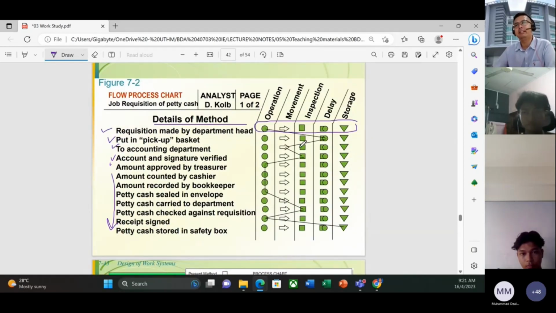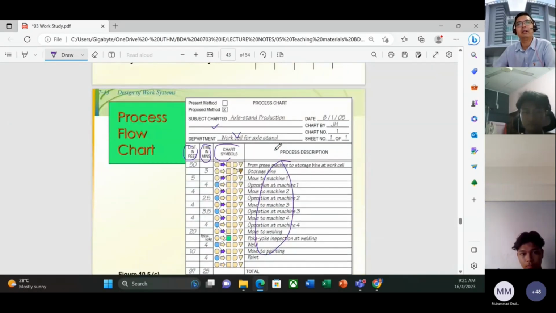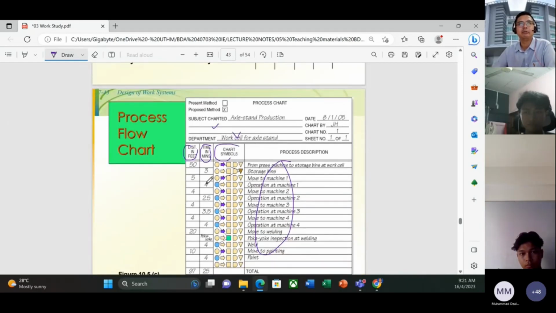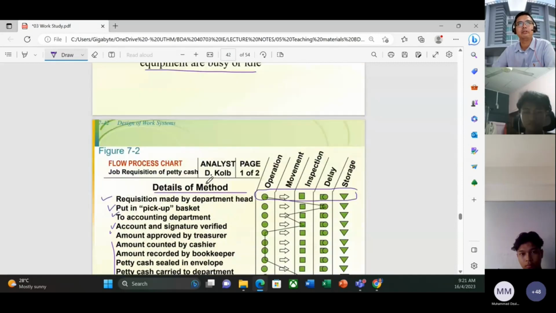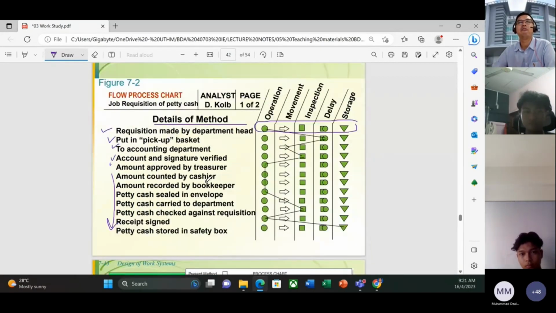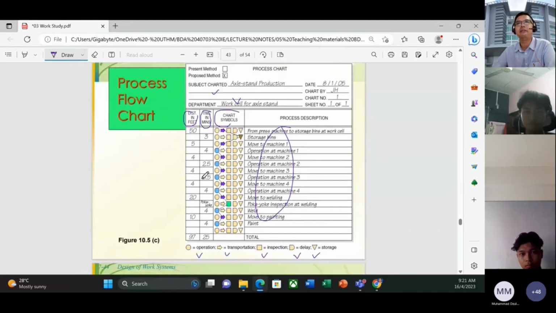Previously in the semester final exam, this question came out. For example, the question for the flow process chart, they give you a case study, so you have to draw a flow process chart like this with the chart symbols. So you have to determine, as in previous semesters.